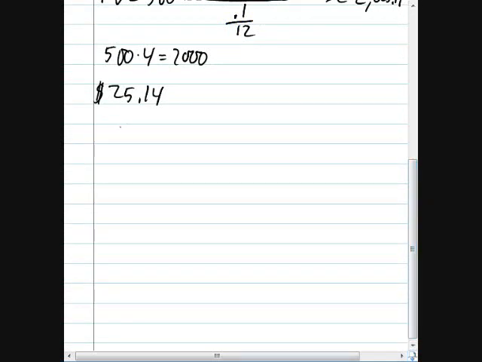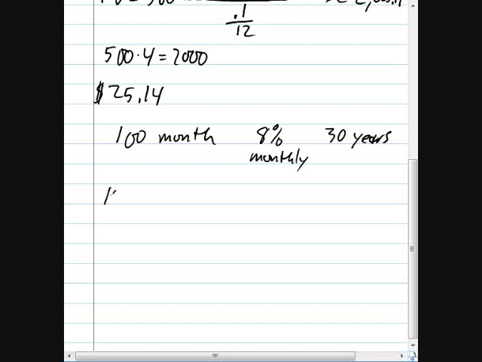Suppose that we place $100 a month and it's going to earn 8% interest, and suppose we're going to leave it in there for 30 years and it's going to earn 8% monthly. Okay, well, if we work out how much money we're actually going to pay into this account, we're going to pay $100 12 times a year for 30 years. It's $36,000.